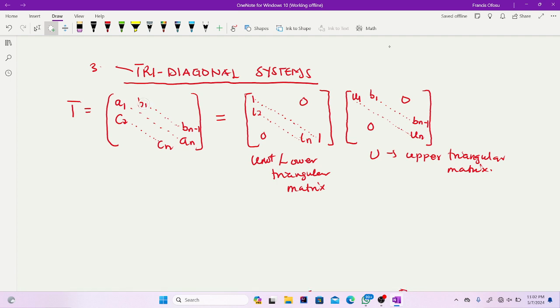So to decompose a tri-diagonal system is very, very simple. This is because the entries here will be repeated as part of the upper triangular matrix. So the only thing to look out for is your L component and your U component. Then you are good to go.